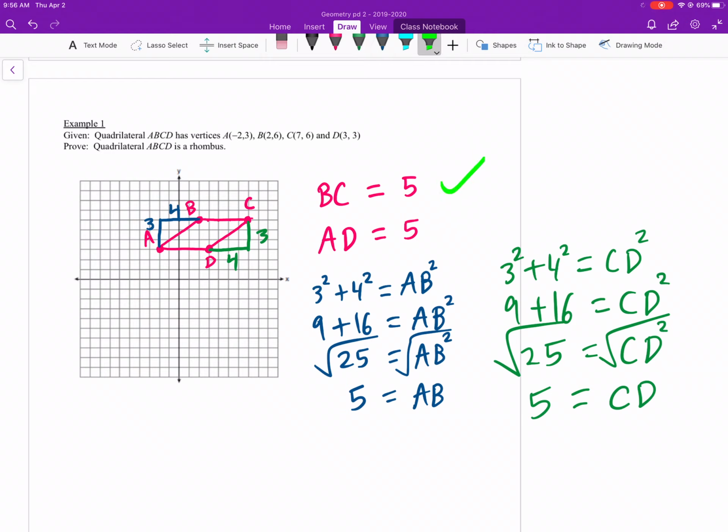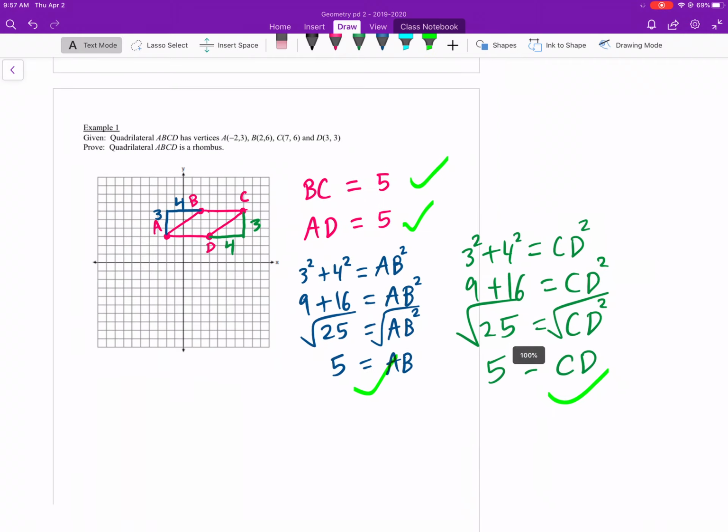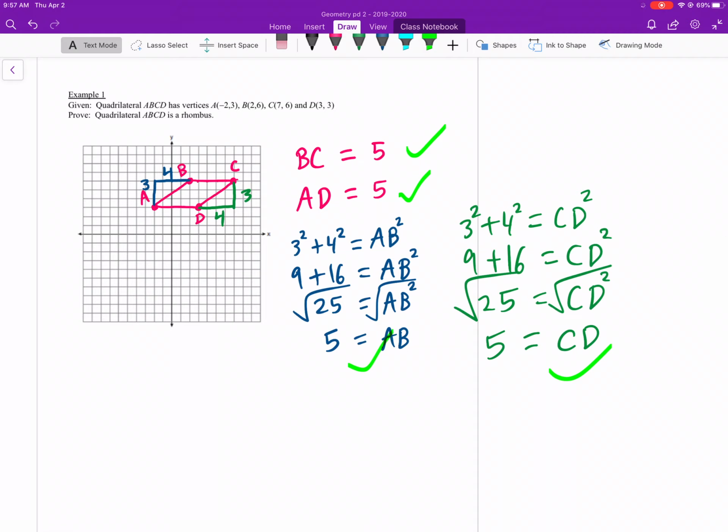So it's good. 1, 2, 3, 4 equal side lengths. A conclusion statement. We did indeed show it's a rhombus because all 4 sides are congruent.